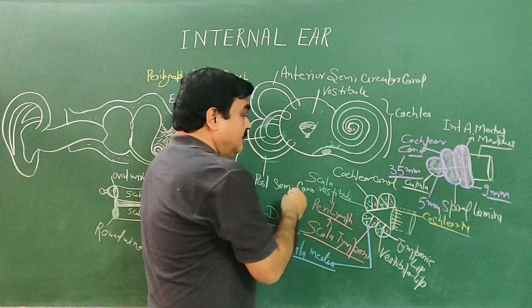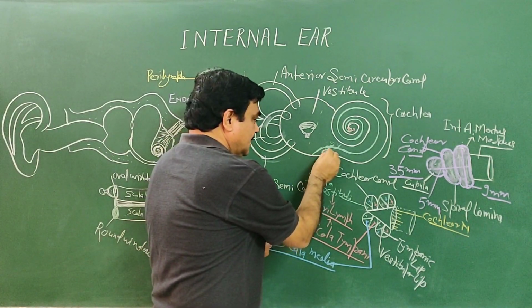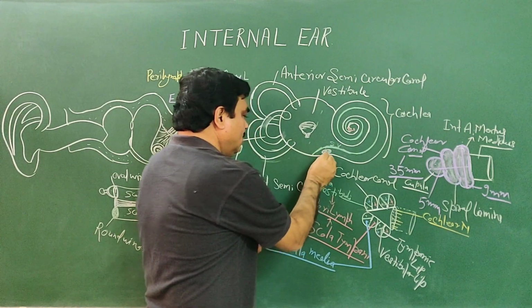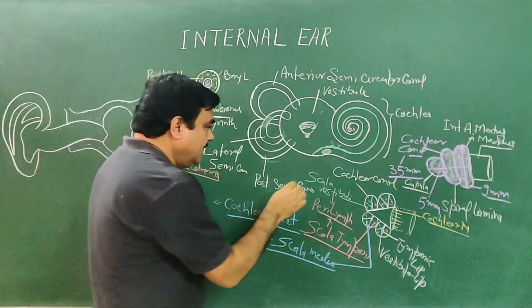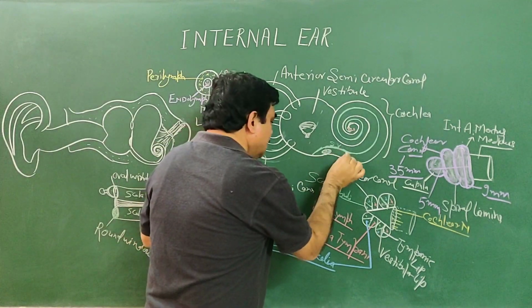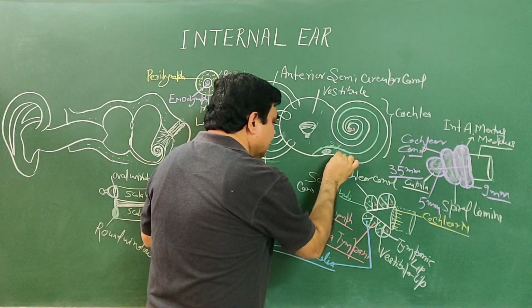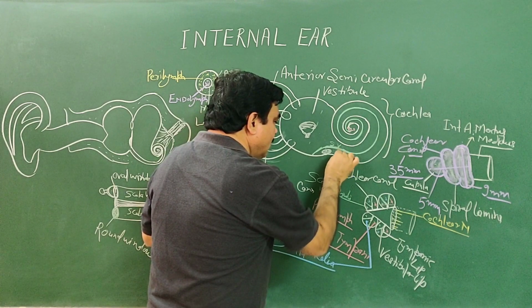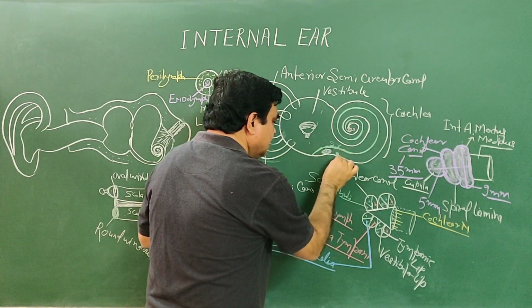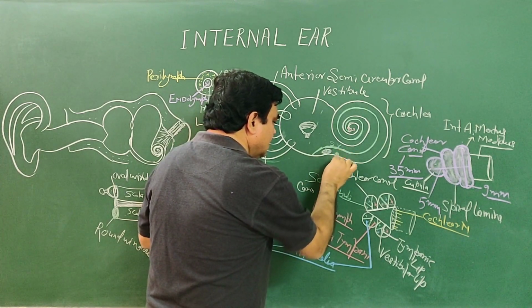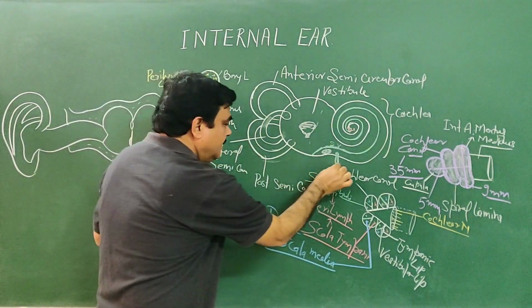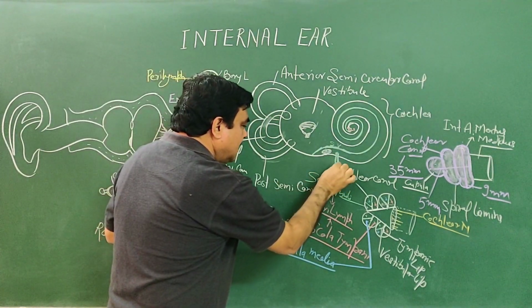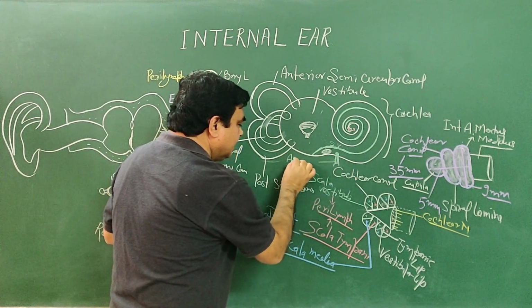And another important thing, this opening is round. And the opening here, you can see, here is one duct, that is the aqueduct of the cochlea.